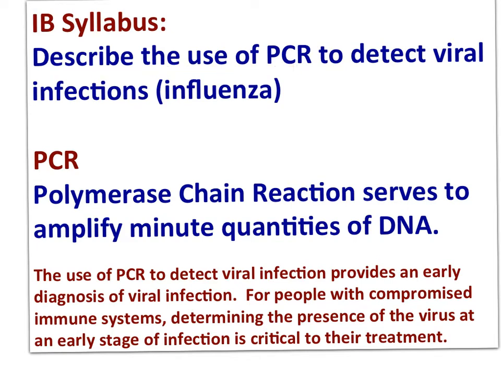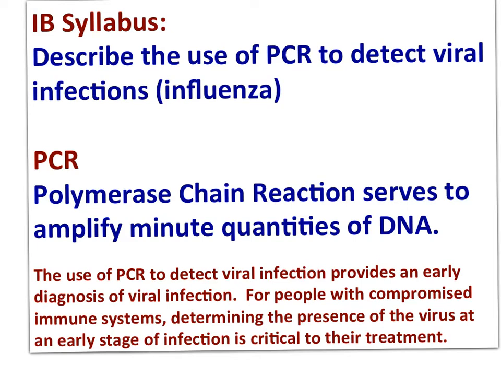Describe the use of PCR to detect viral infections, specifically influenza. In the way that ELISA detected small quantities of antigen or antibody in the blood, as I covered in Part 7, PCR can be used to detect the presence of pathogenic DNA or RNA. Let me say this again. ELISA diagnoses disease by the presence of the pathogen's antigens or antibodies against the antigen in the bloodstream. PCR detects the presence of DNA or RNA of the pathogen.